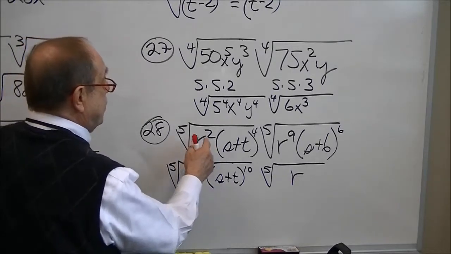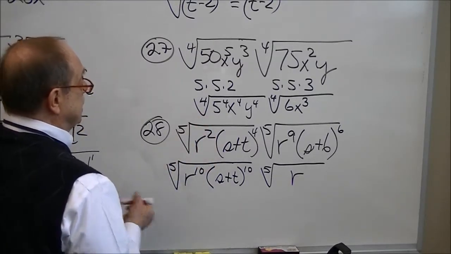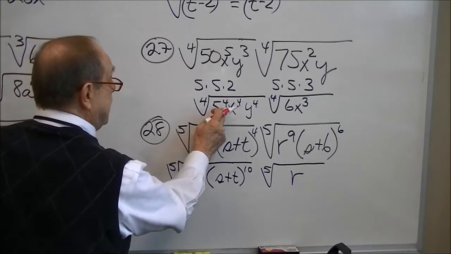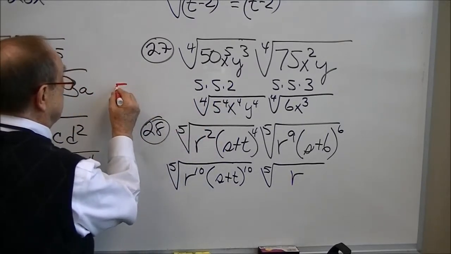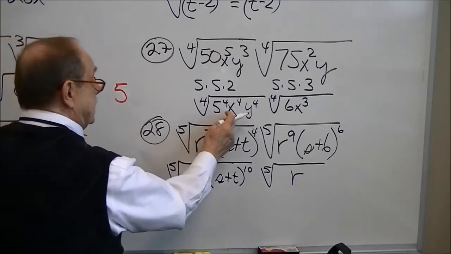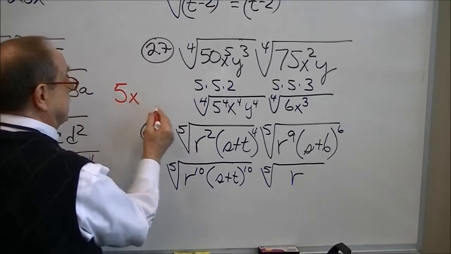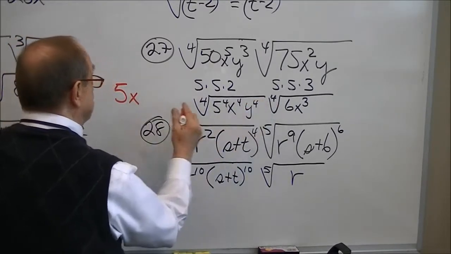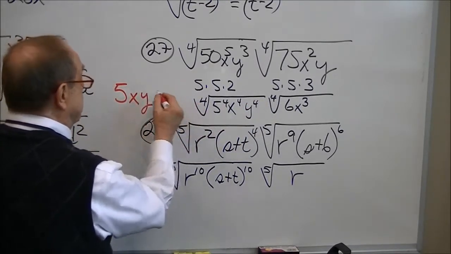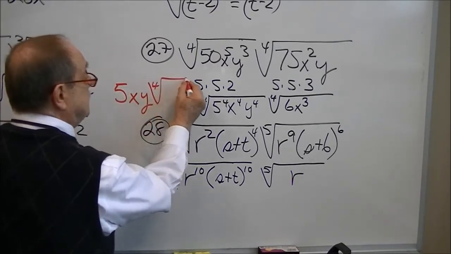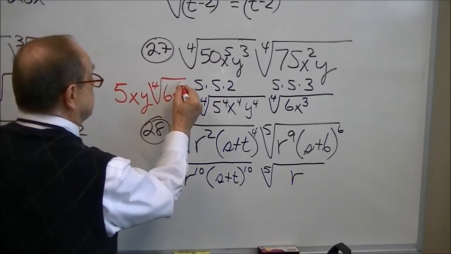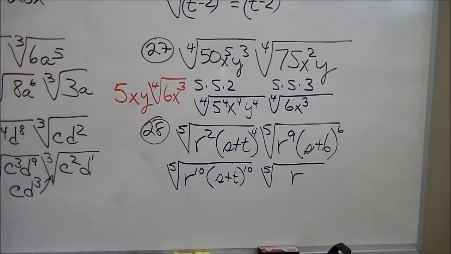So, when I take this now, the 4th root of 5 to the 4th is 5. X to the 4th is x. Y to the 4th is y. And then I'm left with the 4th root of 6x to the 3rd. And that's my answer. And I'm sticking to it.